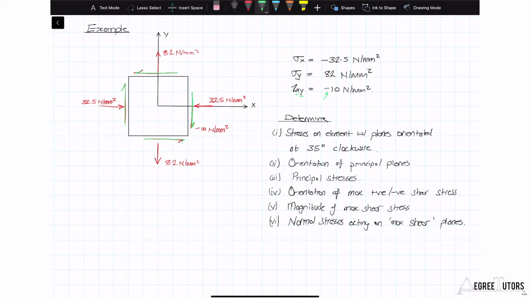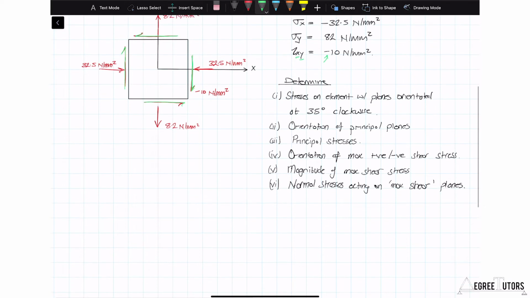What do we need to find out? Well, first of all, I'm picking an arbitrary angle of 35 degrees, and I want to use my transformation equations to work out the stresses at that exact same point in the structure, but just on a different set of planes, orientated at 35 degrees clockwise. Second, we're going to work out the orientation of the principal planes. Then we'll get the principal stresses. Then we'll work out the orientation of the maximum positive and negative shear stress, the magnitude of that maximum shear stress, and then the normal stresses that are coexisting on those planes of maximum shear stress.